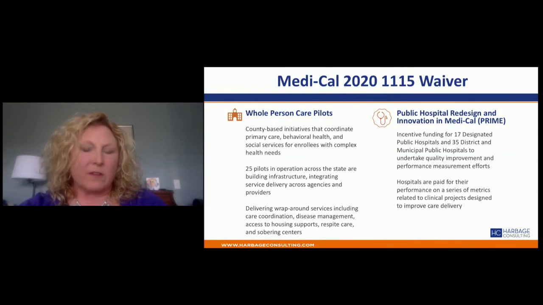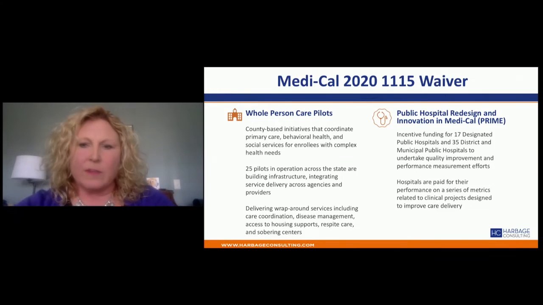There's some really great work going on, and I think it's also notable because the wraparound services provided through Whole Person Care are really getting at those social determinants of health that Cindy talked about, providing access to housing supports through Medicaid, which was groundbreaking. And a really successful part of Whole Person Care has been the funding and support of sobering centers and respite care. So really putting an emphasis on focusing on folks at the ground level who have behavioral health needs and are at risk of homelessness or are homeless. So Whole Person Care has been a really important and successful program for the past almost 5 years.